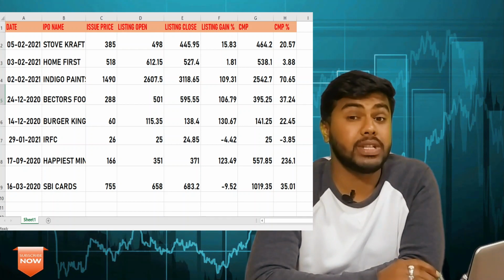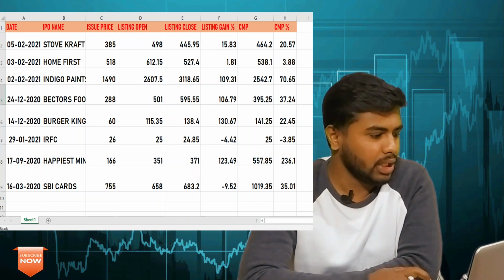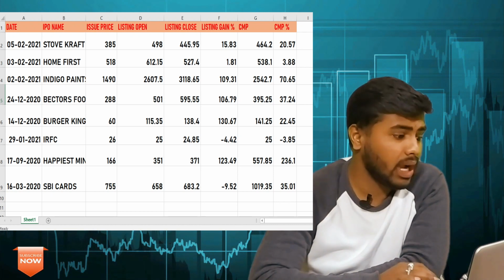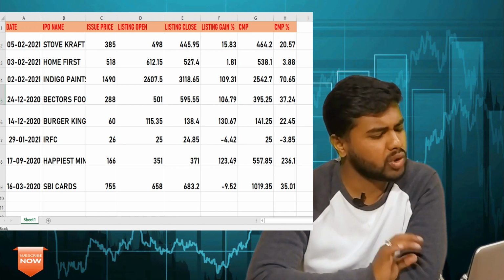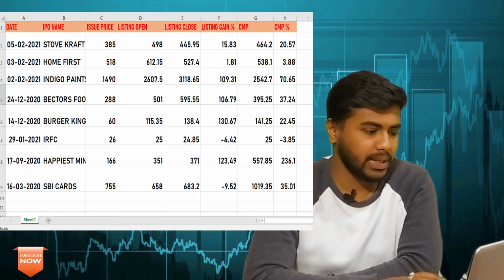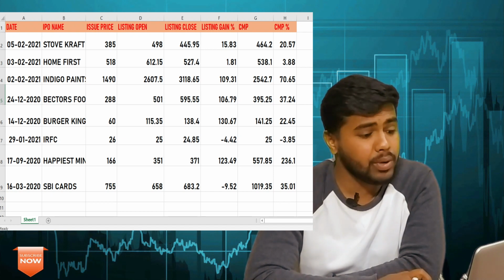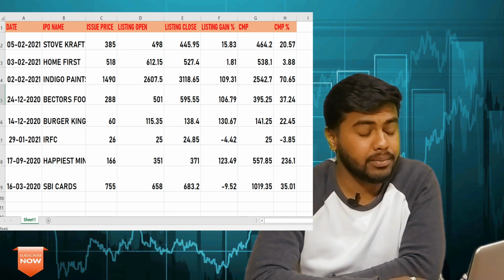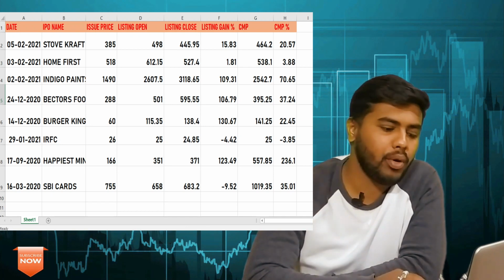Okay, let's check out an IPO which has not performed well on the listing date. The IRFC IPO was issued on 29 January 2021. The issue price was 26 and the listing opened at 25, that is 1 rupee lower than the price at which it was issued. Listing closed at 24.85 paisa. We are getting a listing loss of negative 4.42%, but the current market price is 25, and the current market price percentage is 3.85%.